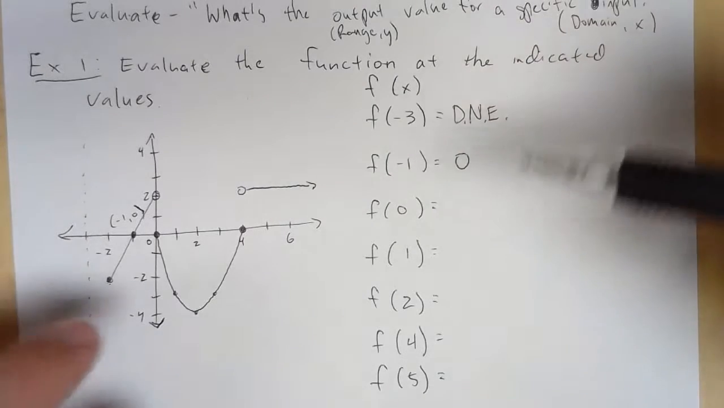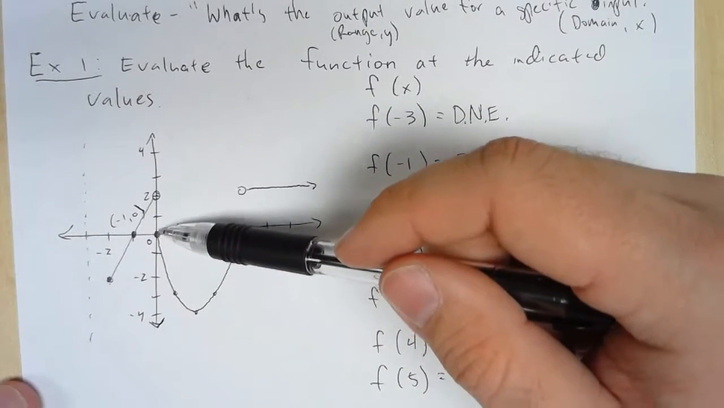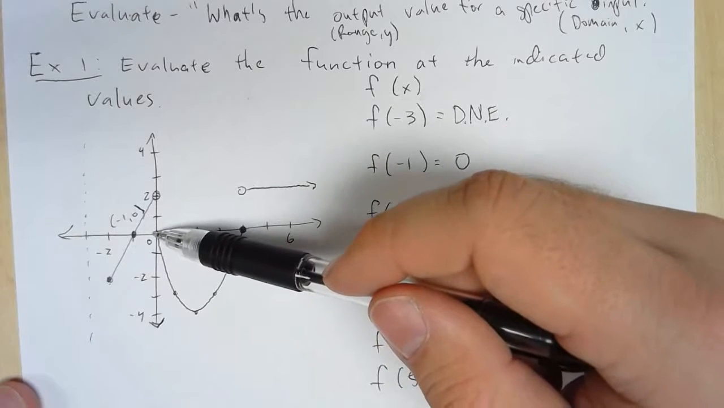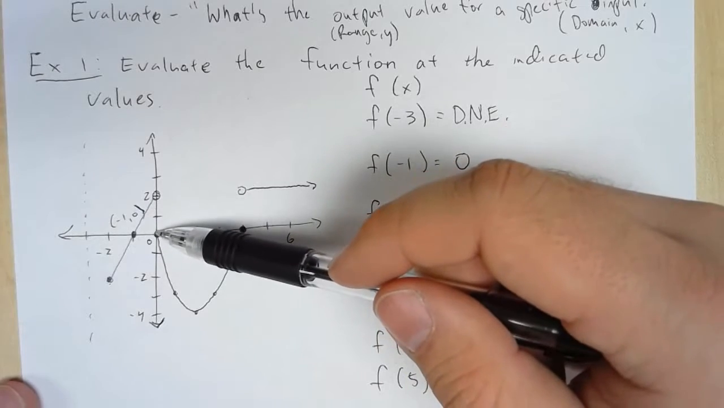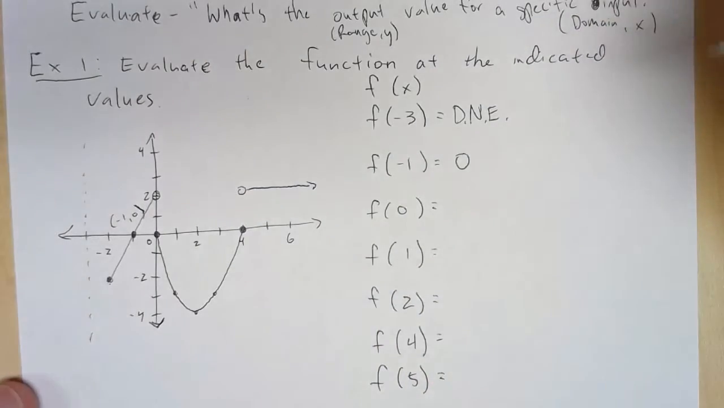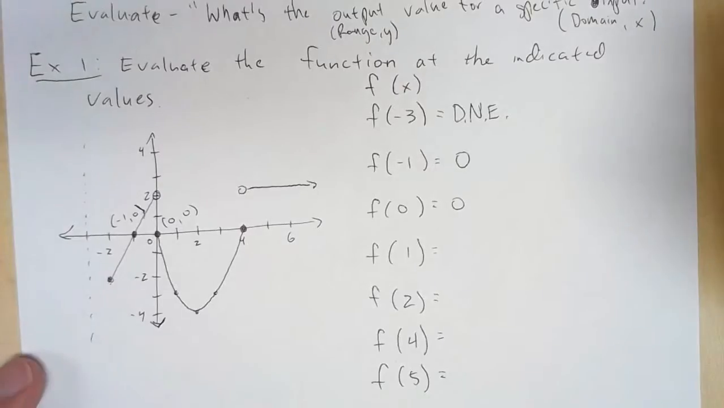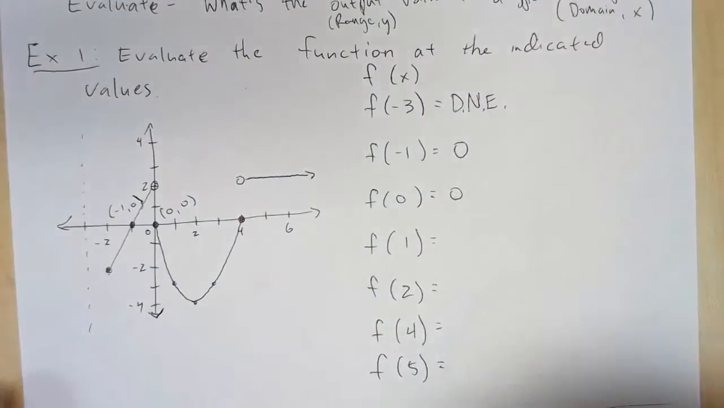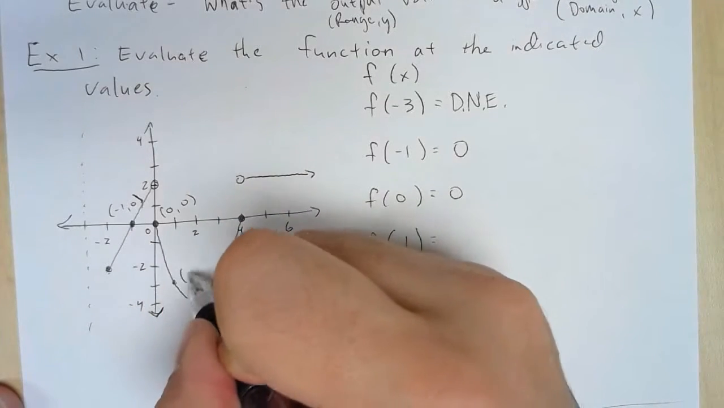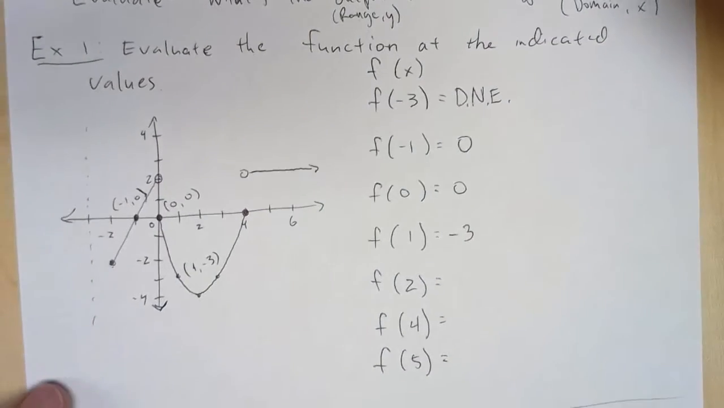Alright, f of negative 1 is 0. Doing the same thing, only here we have two different points. So remember that when we have a closed circle, this is the equal to part, and that's not equal to, so like at negative 0.000001, it's going to be on this part, but once we hit 0, it's going to jump down to here with this equal section. This point is at 0, 0. So what's the y value when x is 0? Well, it's 0. Okay, f of 1. We're going to look at what's the y value when x is equal to 1. So 1, negative 3, which says my y value is just negative 3.